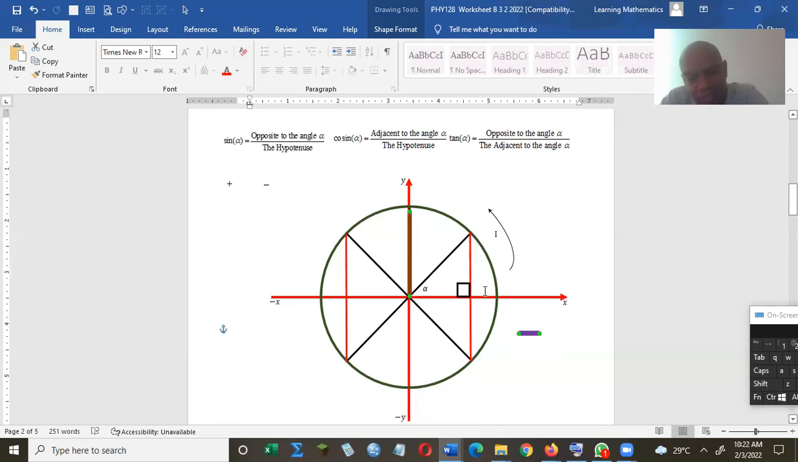So therefore, cosine starts at 1. Cosine of 0 is 1, and it decreases to 0 at 90 degrees. Cosine of 60 degrees is 0.5. So you can look it up.